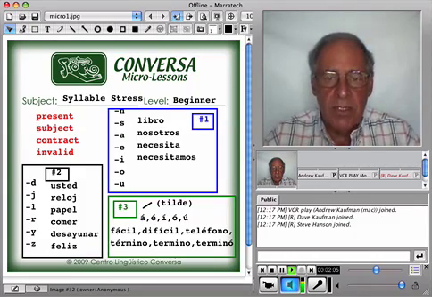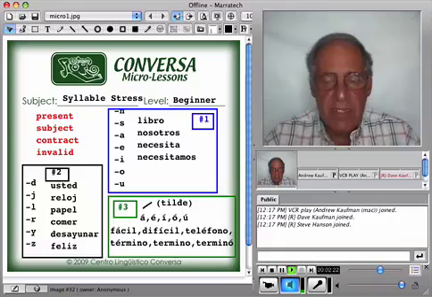Let's go on to the green box and rule number three, which says if you have a tilde or a slash mark over a vowel, forget rule number one, forget rule number two, and simply stress the syllable in which the tilde or slash mark occurs. Examples, fácil. If I didn't have that slash over the A, I would have to say facil. But facil is not español, facil es francés.